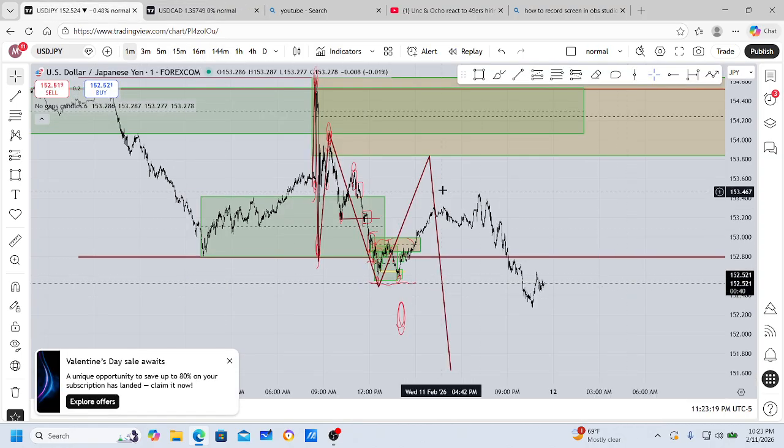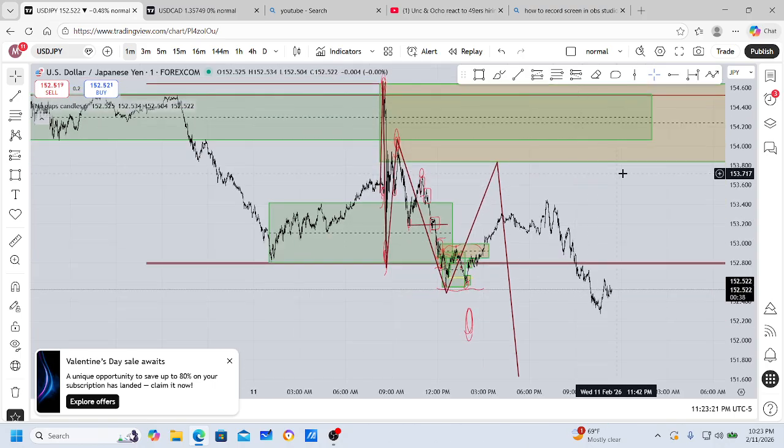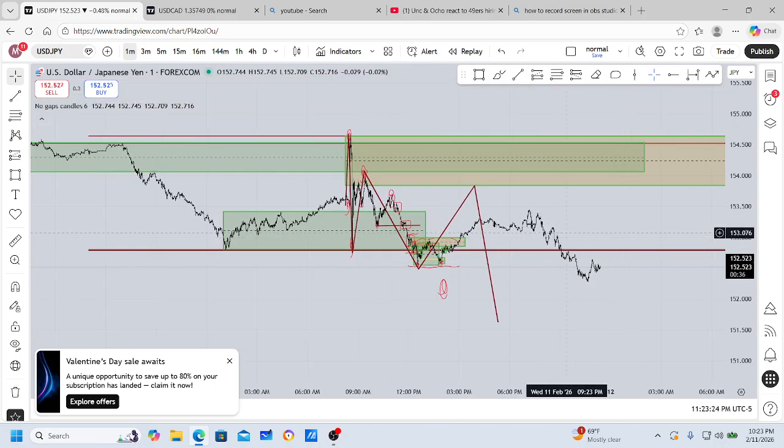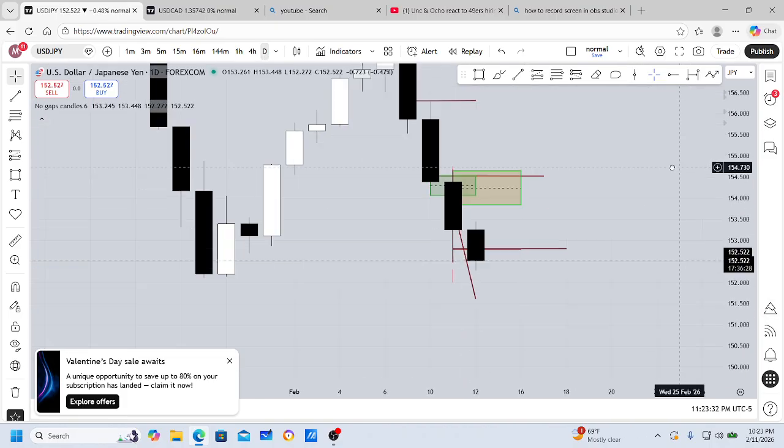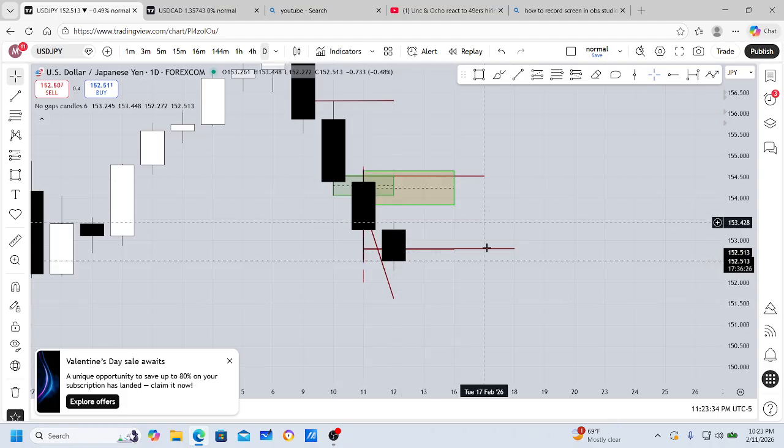So this is a live one right here, right? This is USD JPY. Now from here to here is a daily range. What I did is I took a candle, and this is the range from the daily candle, right? Got quite a few good trades off of this.